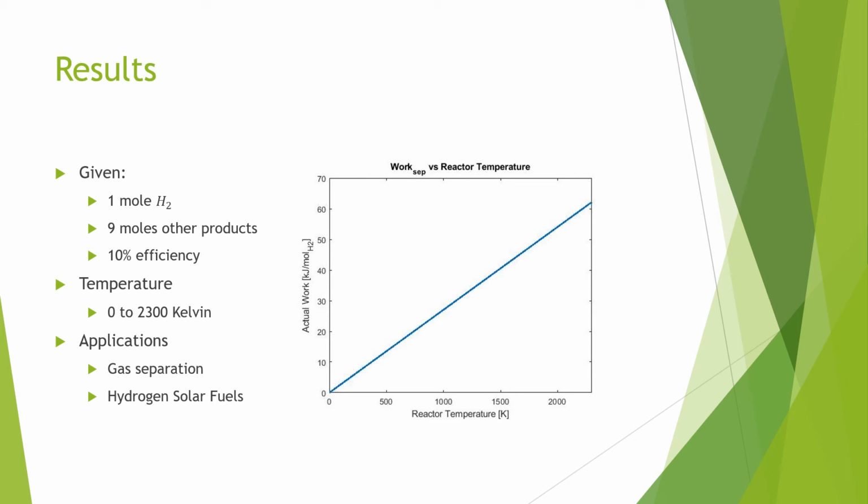The temperature range we use is 0 to 2300 Kelvin, and if you look at this graph, you could see that there's a linear relationship for reactor temperature and the actual work, and we can expect this relationship from how we set up our equation with T as a direct relationship.